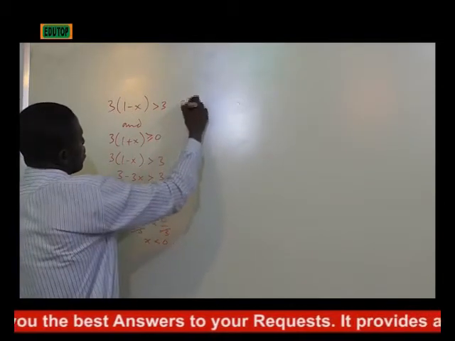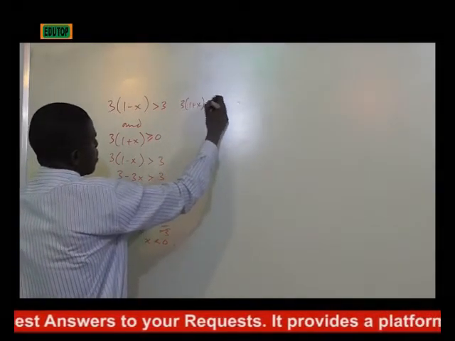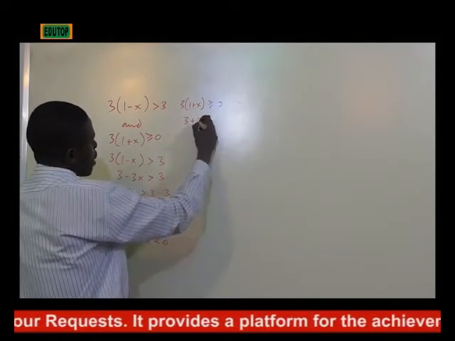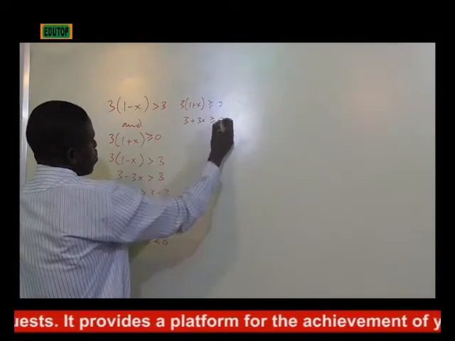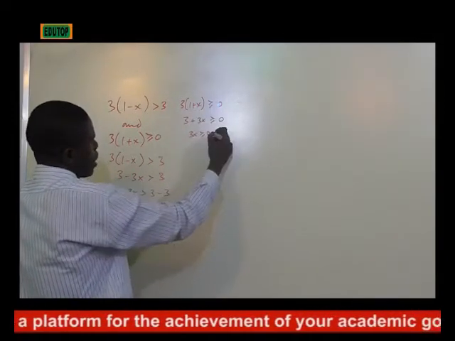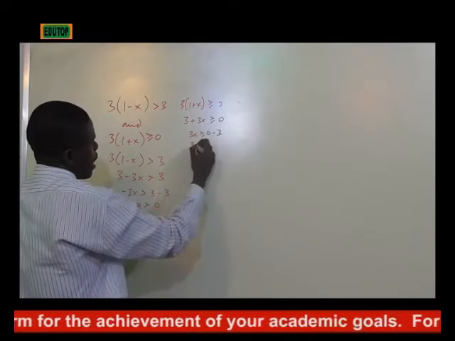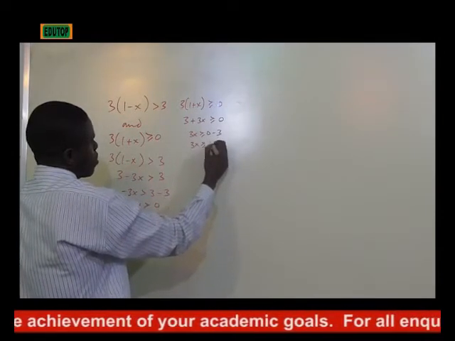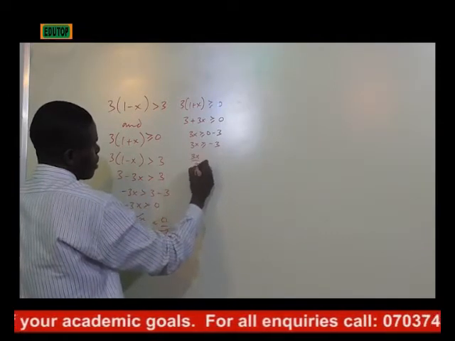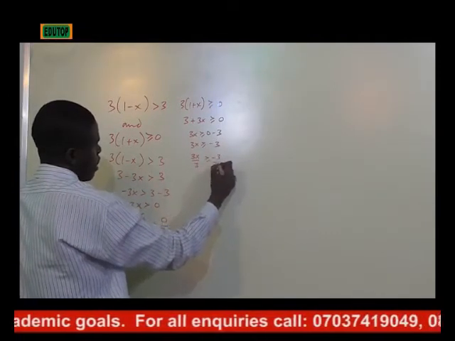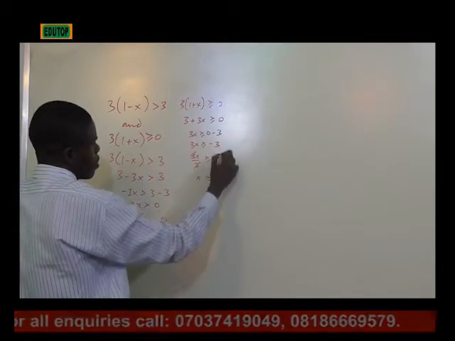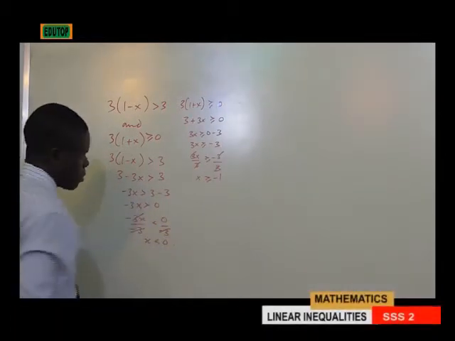Then the second case, you have 3 into 1 plus x greater than or equals to 0. Open this, we have 3 plus 3x greater than or equals to 0. So 3x is greater than or equals to minus 3 by collecting like terms. Dividing both sides by 3, we have 3x divided by 3 greater than or equals to minus 3 divided by 3. So this one cancels out, and we have x is greater than or equals to minus 1.